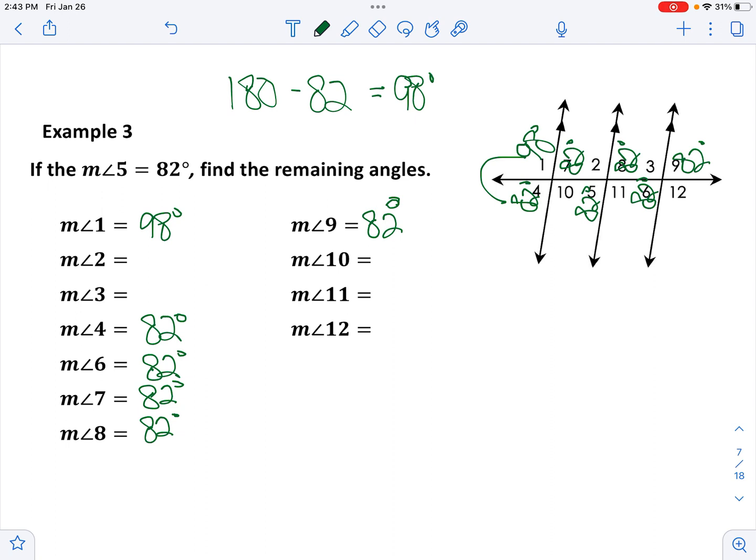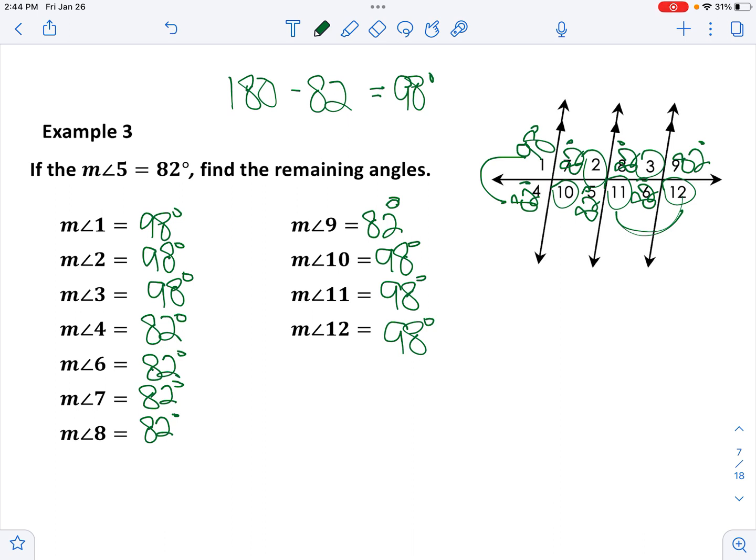Okay, that makes 10 98 as well, because they're vertical angles. And then 2 and 10 are alternate interior angles, so 98 degrees. You'll notice a pattern, there's really only 98 and 82 here. And then 11 is a vertical angle to angle 2, so that is 98 degrees. 3 and 11 are alternate interior angles. And then this is vertical, or corresponds to these two. However you want to think about that, that should be 98 degrees as well.